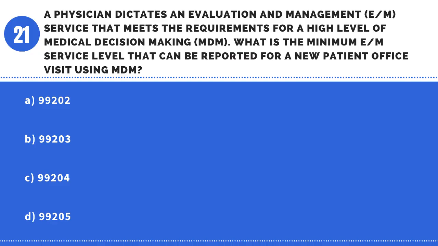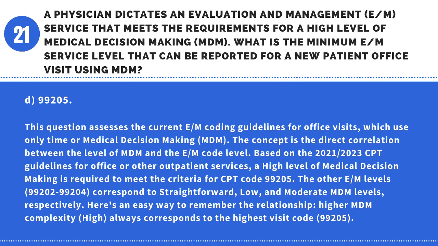D. 99205. Answer: D. 99205. This question assesses the current E/M coding guidelines for office visits, which use only time or medical decision-making (MDM). The concept is the direct correlation between the level of MDM and the E/M code level. Based on the 2021/2023 CPT guidelines for office or other outpatient services, a high level of medical decision-making is required to meet the criteria for CPT code 99205. The other E/M levels, 99202 to 99204, correspond to straightforward, low, and moderate MDM levels, respectively.